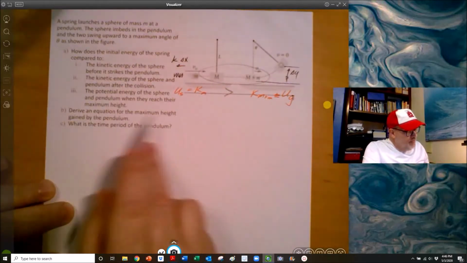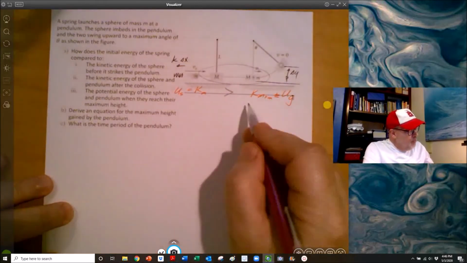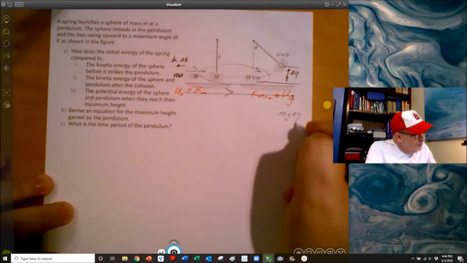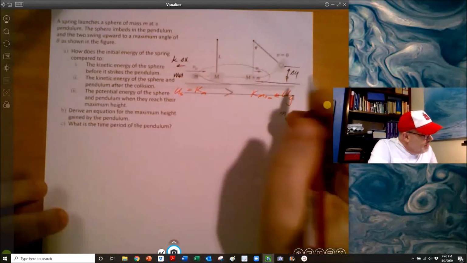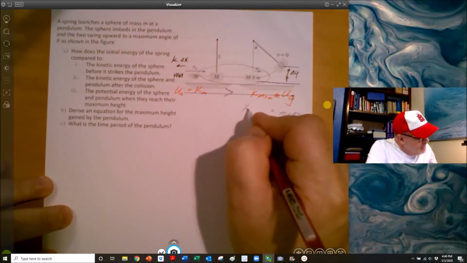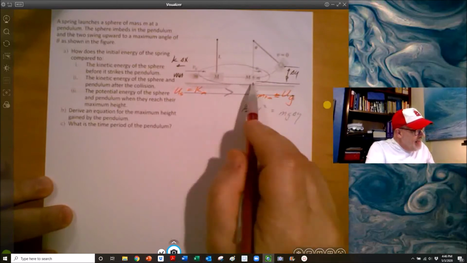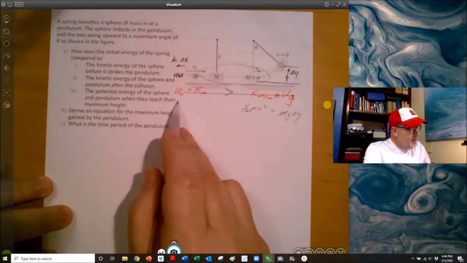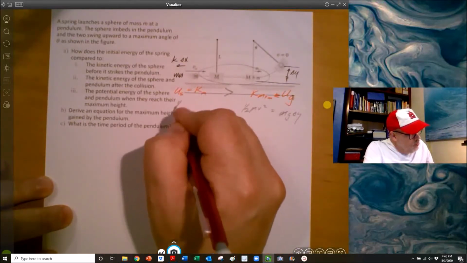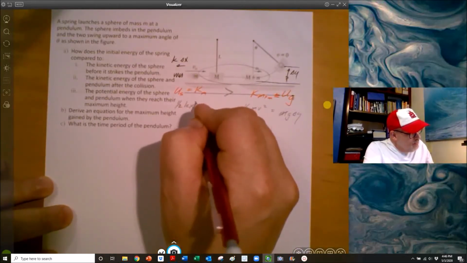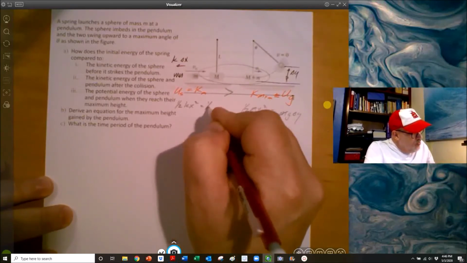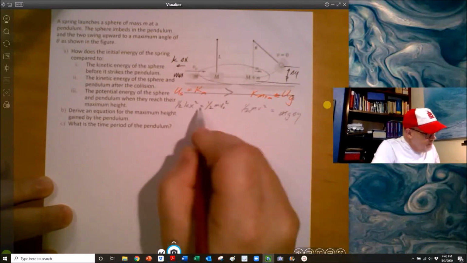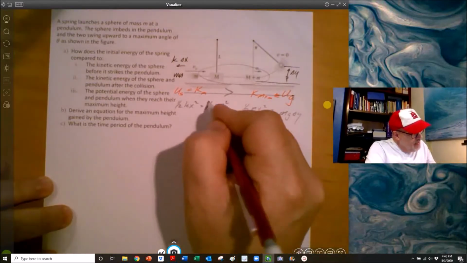Okay, derive an expression for the maximum height gained by the pendulum. All right, well, we've almost done it already. So this is mg delta y, but I'm just going to leave it like that. And this is 1/2 mv squared. It's technically M plus m, but the masses cancel out anyway from here to here. And then here to here, I have 1/2 kx squared equals 1/2 mv naught squared. So I know that must be true, and that half cancels out.